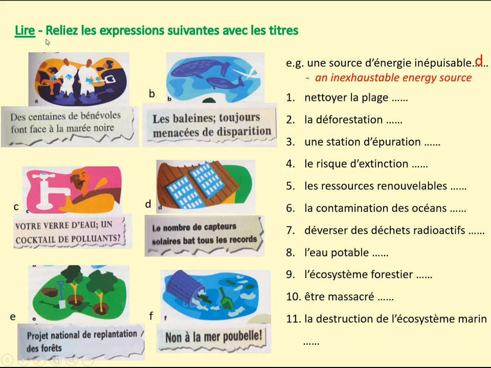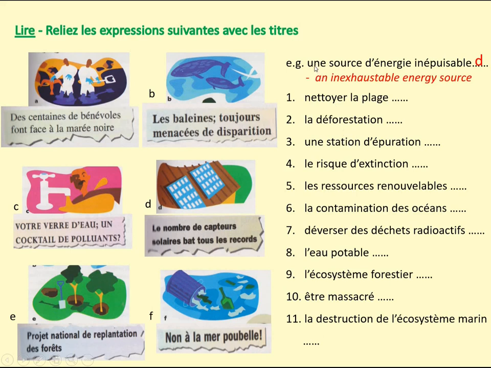What you need to do, it says relier les expressions suivantes avec les titres. So these are the titres, the titles of the pictures, as if they were newspaper articles. And then down the side here are some phrases, some expressions that might go with each. You have to relier, means link up the correct phrases with the right newspaper article. There's obviously only 6 of these, so we can use some more than once.